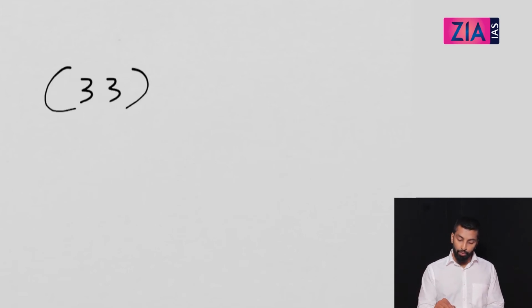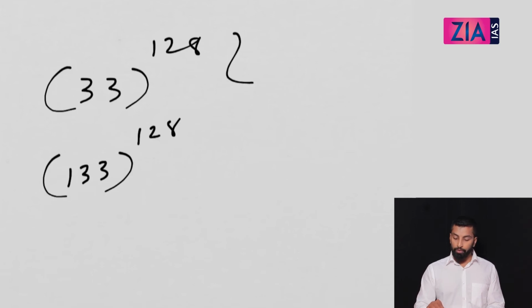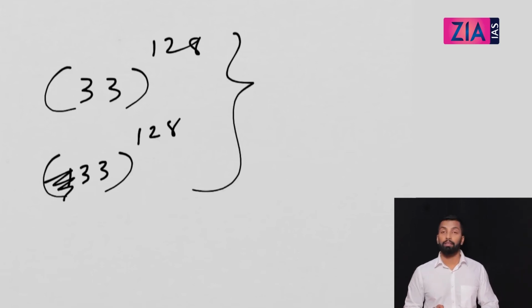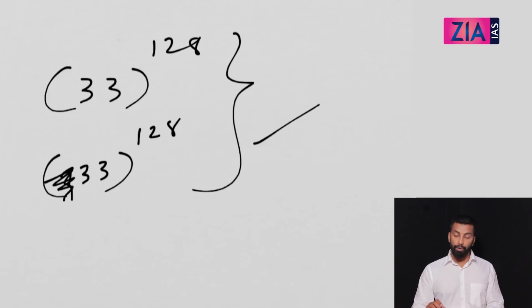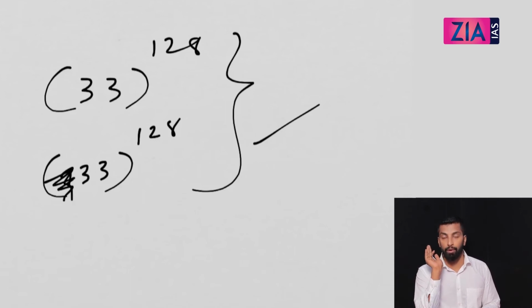This will be 0. So if you have 33 raised to 128, or if you have 133 raised to 128, both will be same because 1 is not important. 1 is not important for us. Okay, so I hope all of you understood this method. And I hope you will be in a position to solve any question which you get from last two digits where the last digit is an odd number, or any odd number you will be in a position to solve now. Okay, now let's look at 2 raised to n numbers.